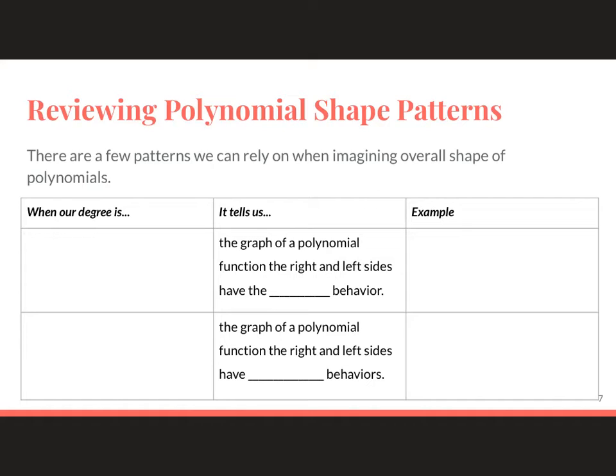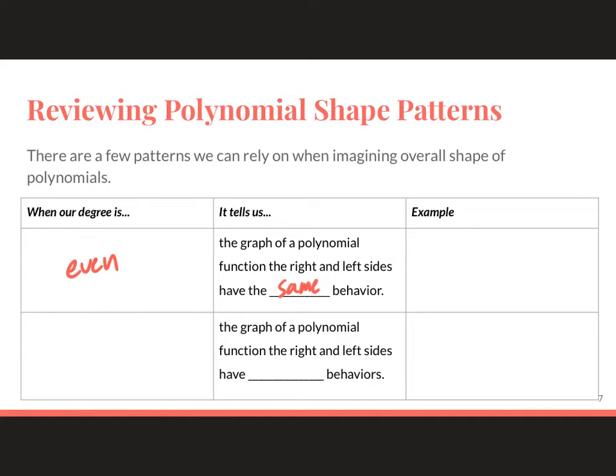Some of the shape patterns that we can rely on require us to look at the degree of our polynomial. When our degree is even, so when the highest exponent of our function is even, it tells us that on the graph of a polynomial function, the right and left sides have the same behavior. What does that really mean? Let's give an example.